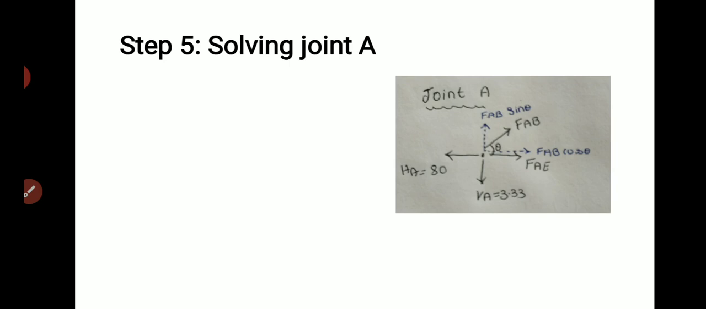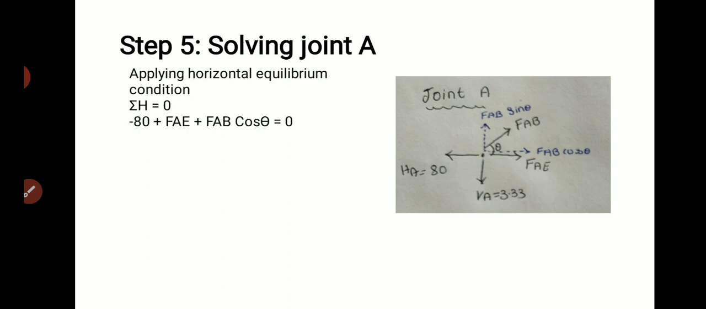Here they haven't given the angle, so theta I need to calculate. Before that, I apply the horizontal equilibrium condition. Since it is the method of joints, as I have stated earlier, for each and every joint I need to apply the equilibrium conditions. So first I apply the first equilibrium condition, that is sigma H is equal to 0.